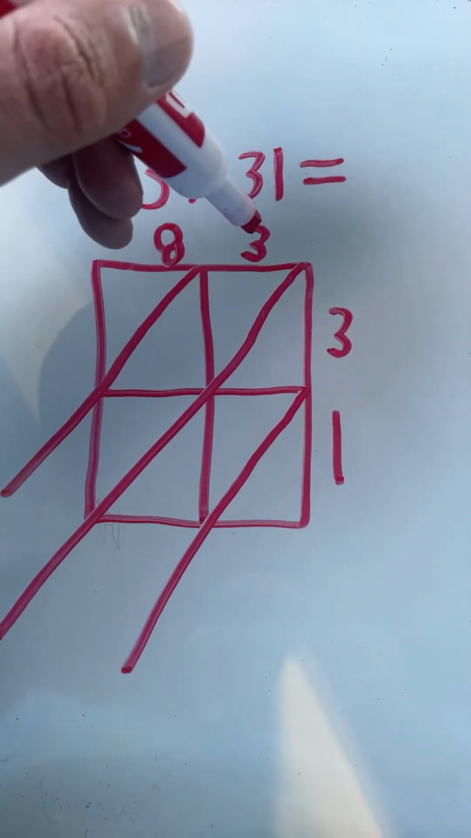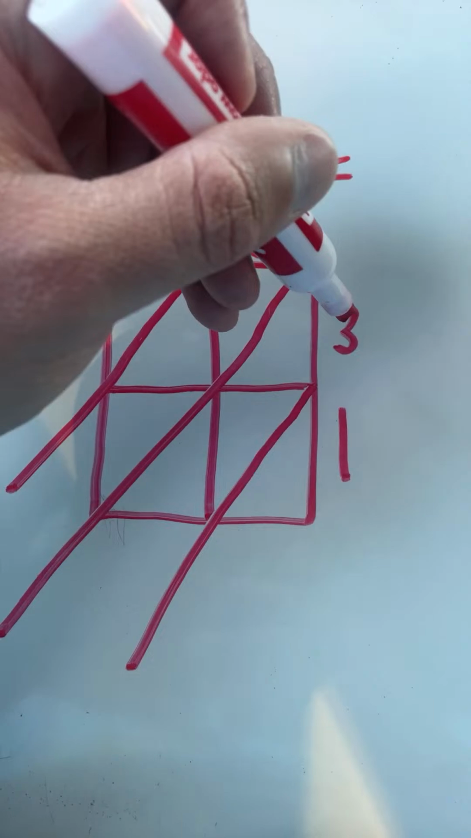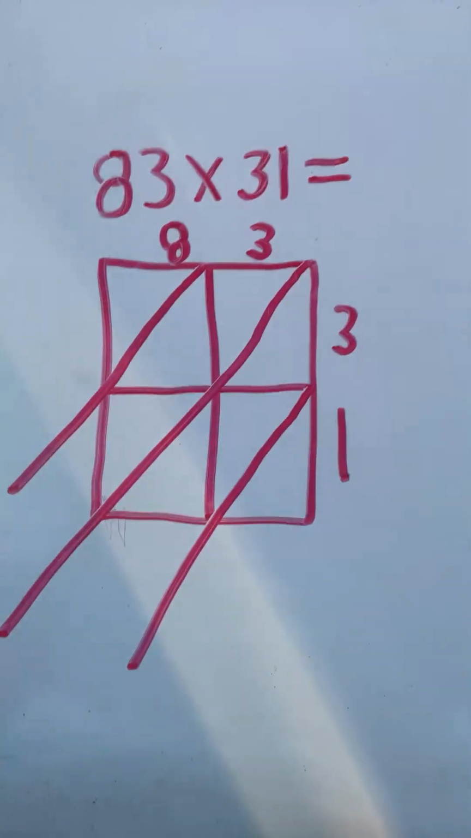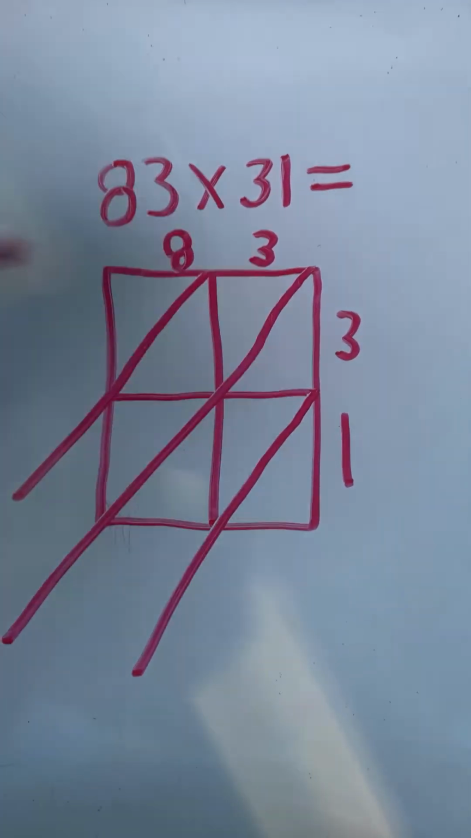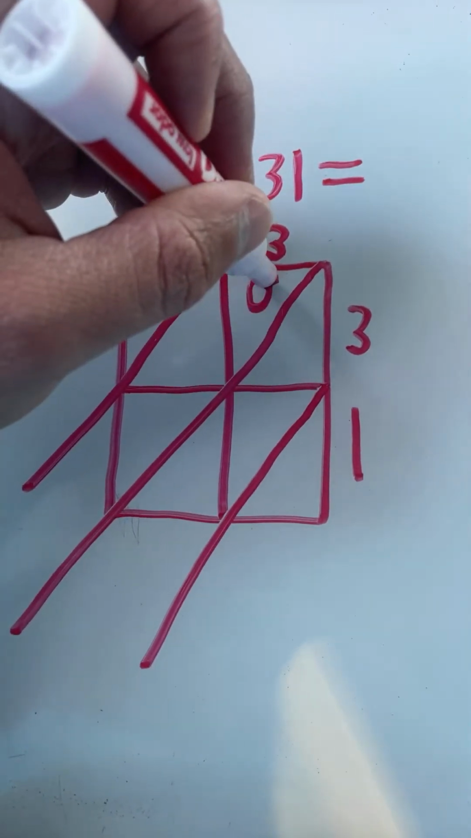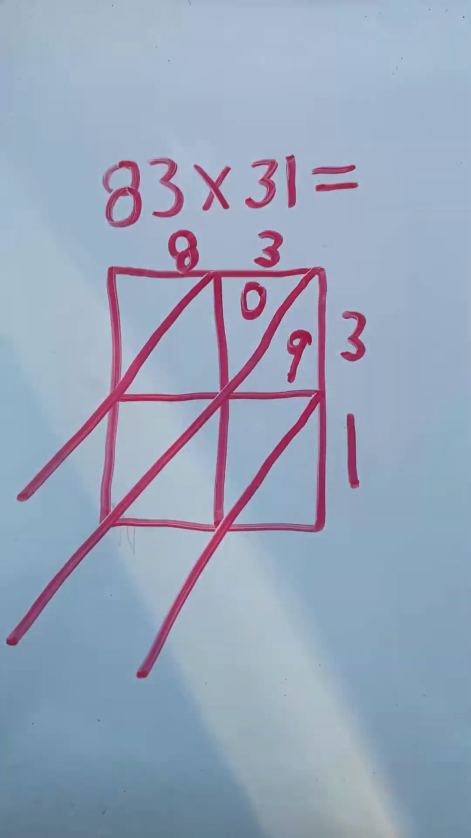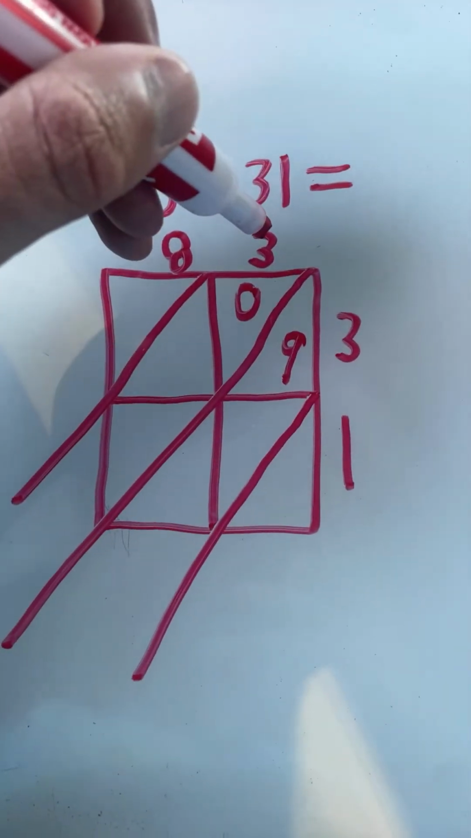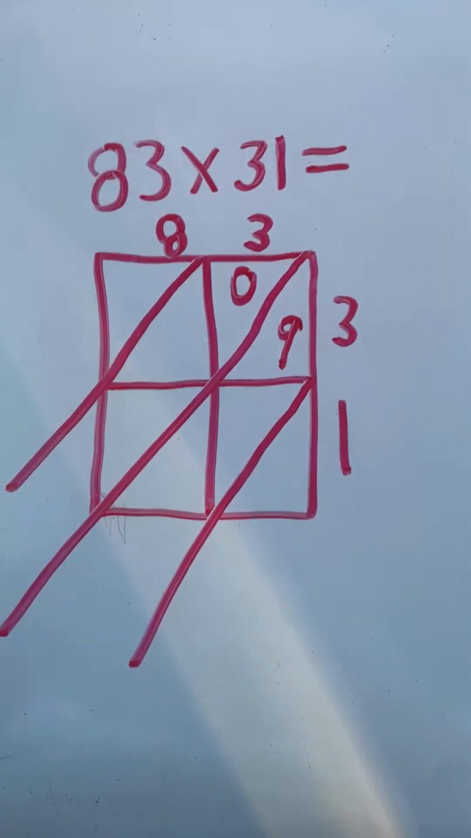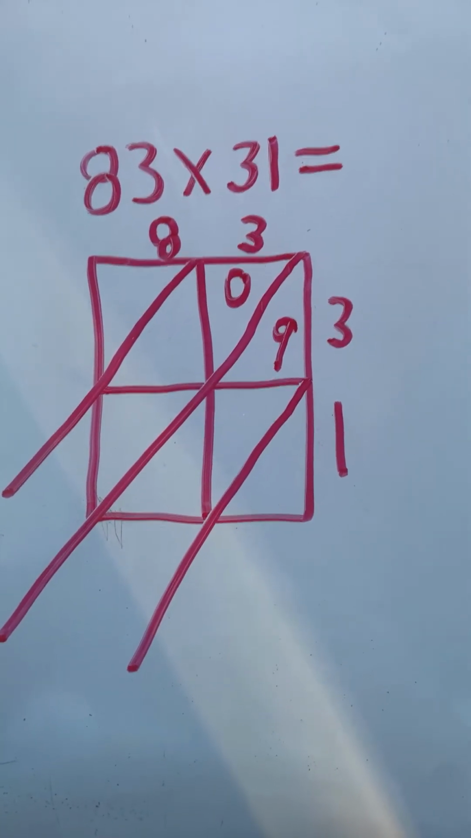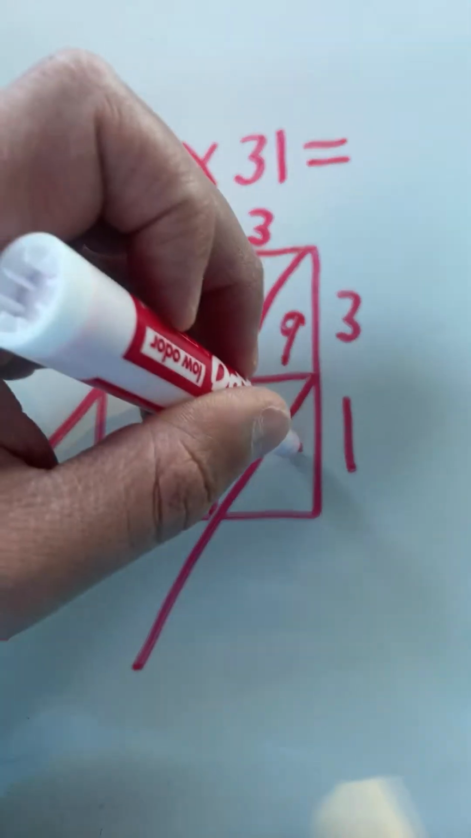So we'll start off multiplying 3 times 3. The answer to 3 times 3 goes in this square. 3 times 3 equals 9. So 9 has a 0 in the tens place. So 0 is going to go in the top triangle and 9 in the ones place. Next, we're going to multiply 3 times 1. The answer to 3 times 1 is going to go in this square. 3 times 1 equals 3. So 0 in the top triangle, 3 in the bottom triangle.